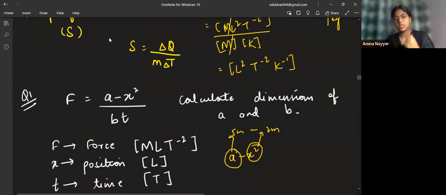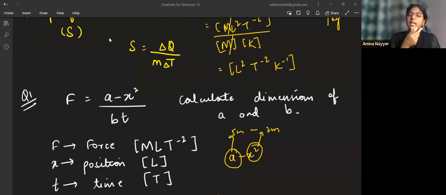Yes, class. So in the last class, we had completed both the parts. One is dimensional formula formation. This also we could complete, as well as we had completed the formation of formula, yes, finding out the correct formula.